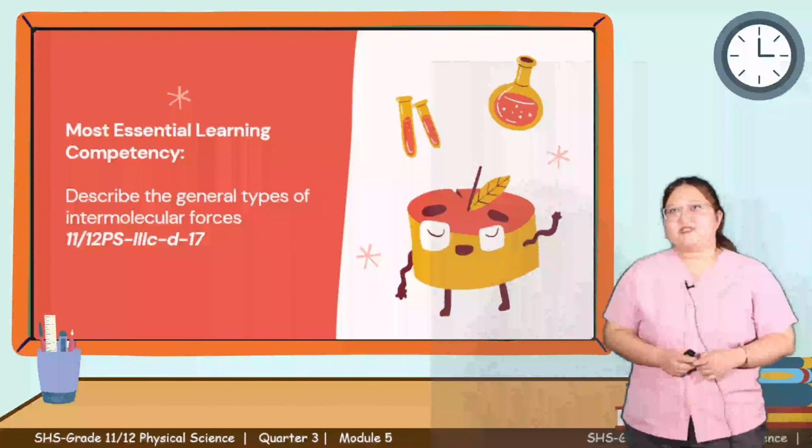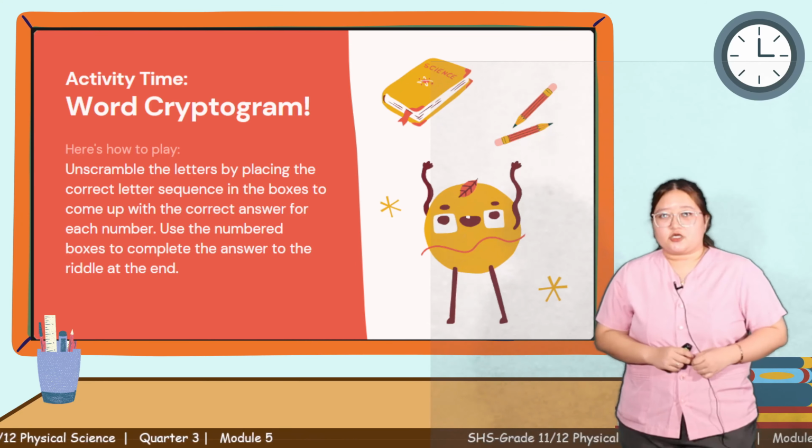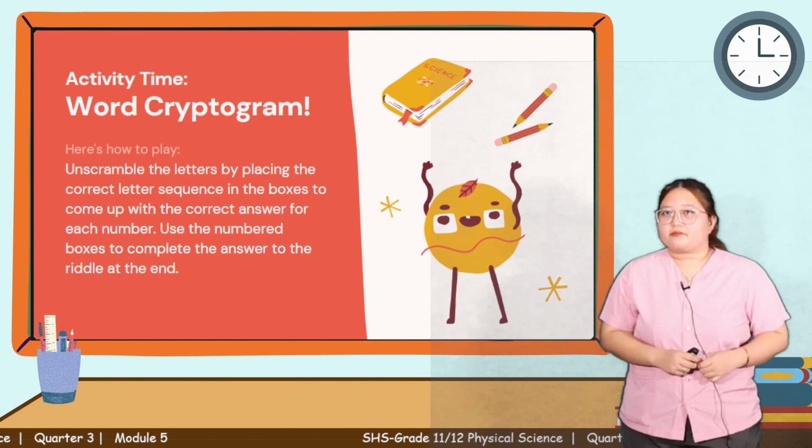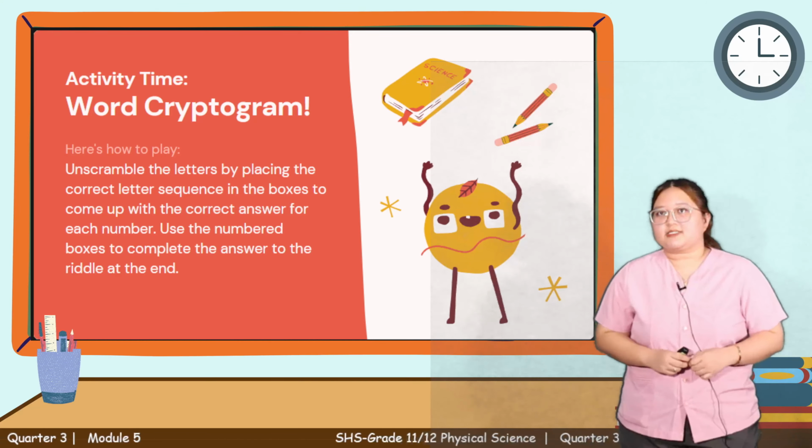Okay, so today's science lesson will be all about the general types of intermolecular forces. Now, before we start, let's see what you already know about the topic. Let's play word cryptogram. So the mechanics of the game is very simple. All you have to do is unscramble the letters by placing the correct letter sequence in the boxes to come up with the correct answer for each number. Use the numbered boxes to complete the answer to the riddle at the end of the activity.